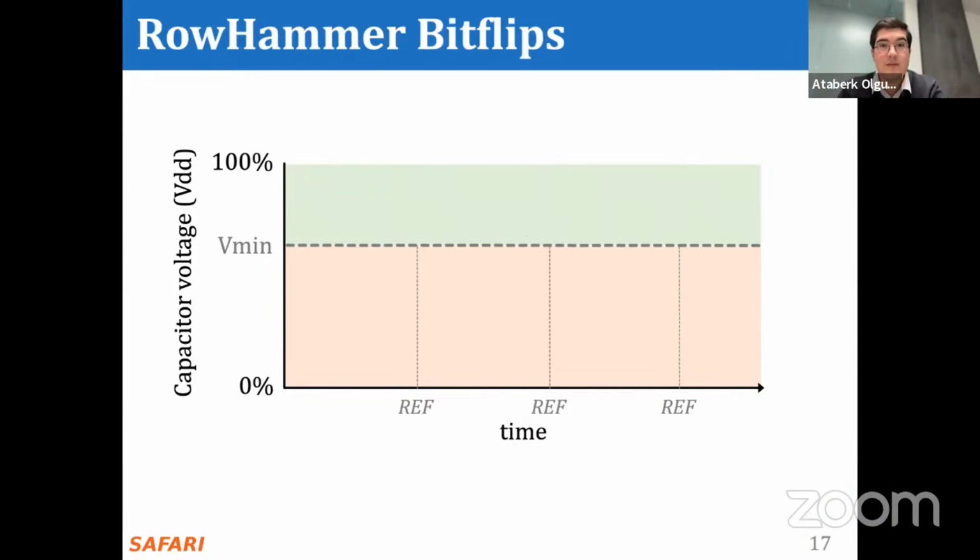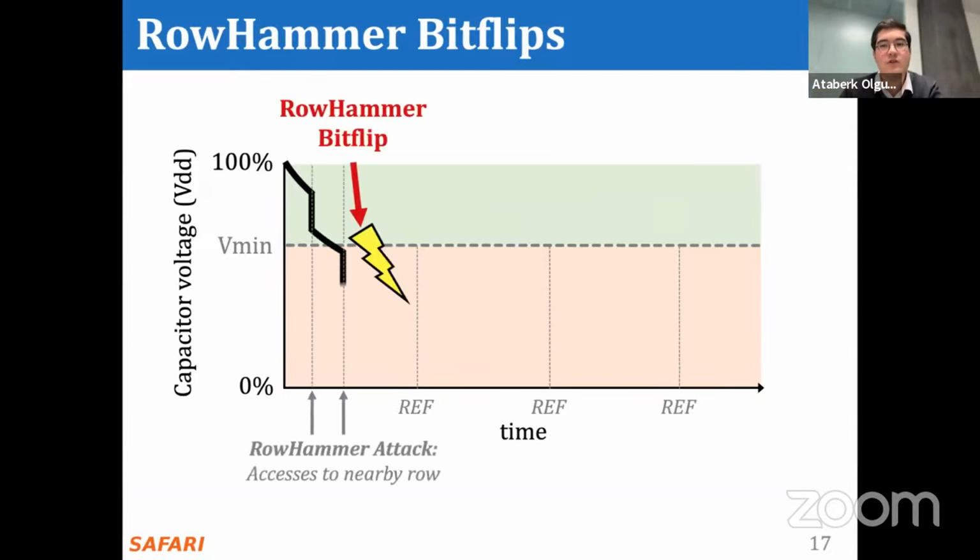Now let's look at this diagram in the context of a RowHammer attack or a RowHammer access pattern. If enough activations are issued to a nearby row within a refresh window, the charge leakage rate can be accelerated to a point of failure, and subsequent refresh commands that you see here will now see this bit as if it was storing a 0 value instead of a 1 value that it originally stored.